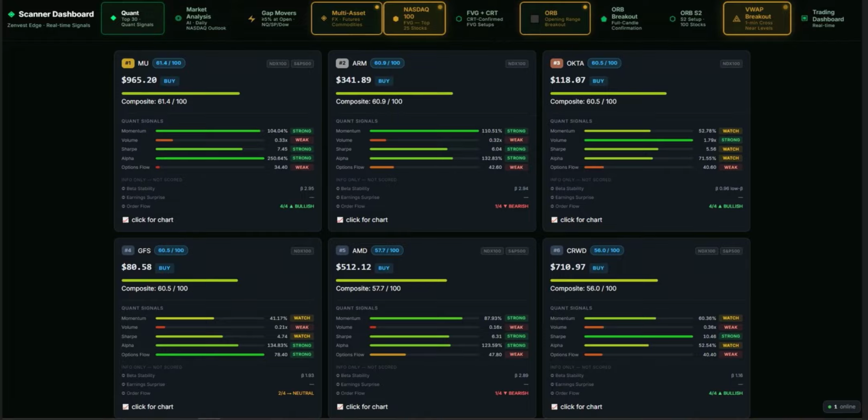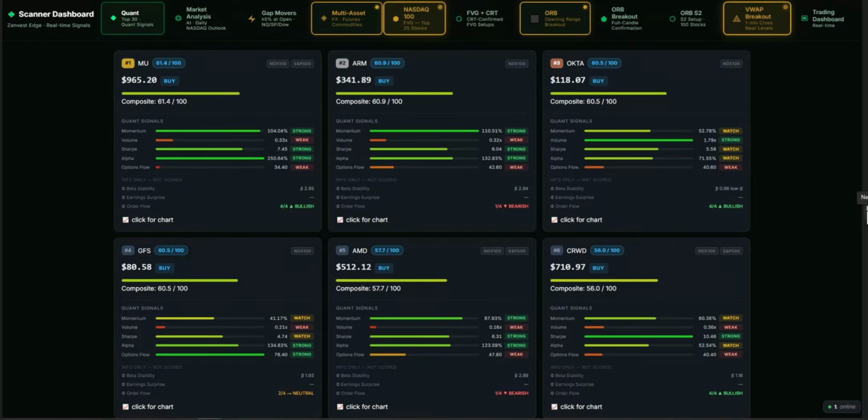OBV slope, on-balance volume. This adds up volume on up days and subtracts it on down days over 20 bars. A rising OBV slope means accumulation. Institutions are buying in the background. A falling OBV slope means distribution. They are quietly selling. Interesting, MU is ranked number 1 overall, but volume is weak.